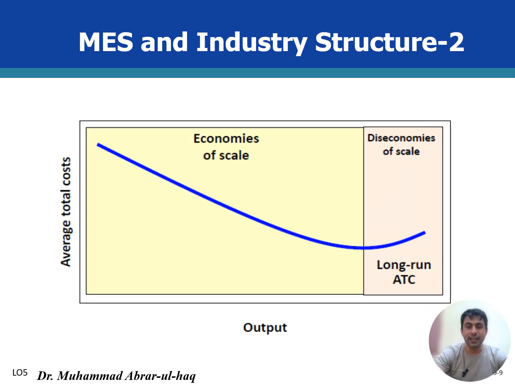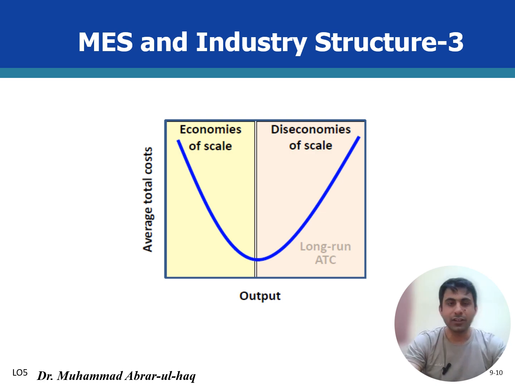If we look at this diagram where we have only two possible options, economies of scale and diseconomies of scale, the industries with economies of scale over a wider range of output will lead to a few large scale firms. So the long run average total cost curve is lowest only when there is a larger output. So in this situation, the MES will occur at that particular point. And after that, the diseconomies of scale will start.